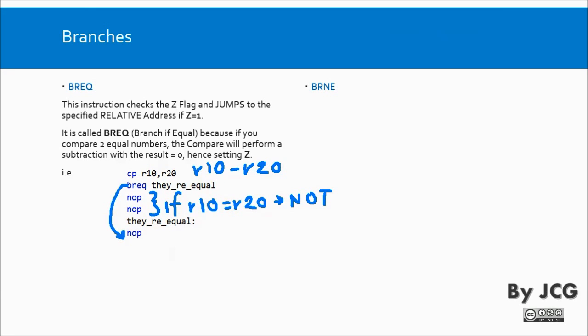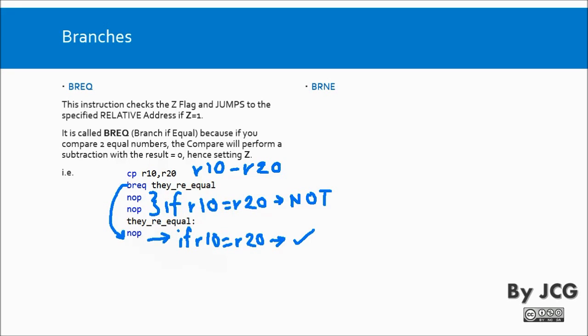Now, one thing that you have to be very careful about is a mistake that is usually made: thinking that if register 10 is equal to register 20, then this instruction is going to be executed. Okay, this is correct. If they're equal, this instruction is going to be executed. However, if they're different, this instruction is also going to be executed.